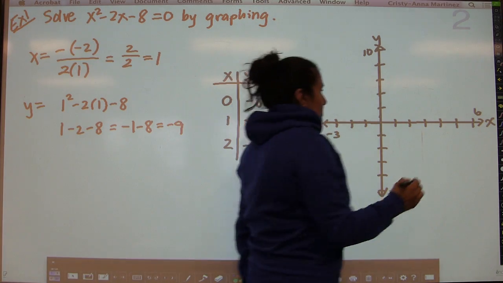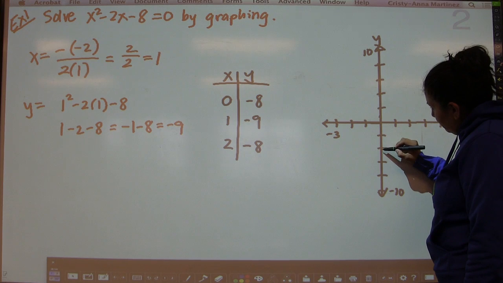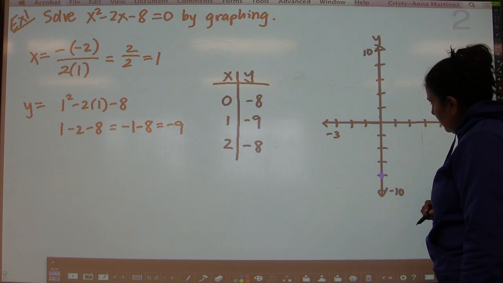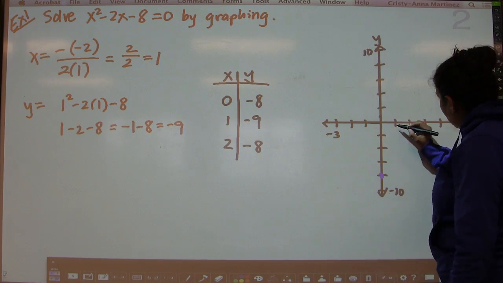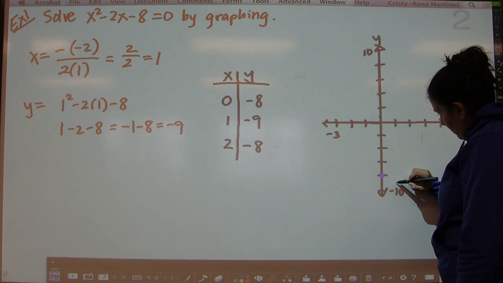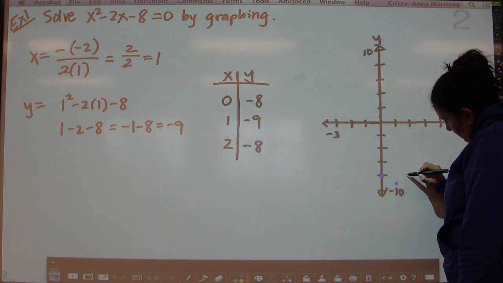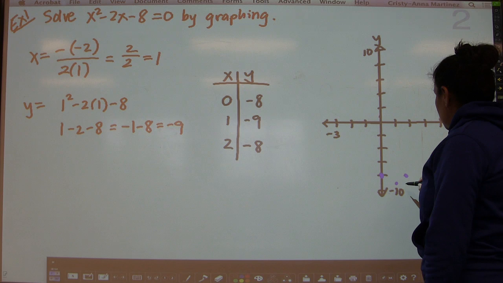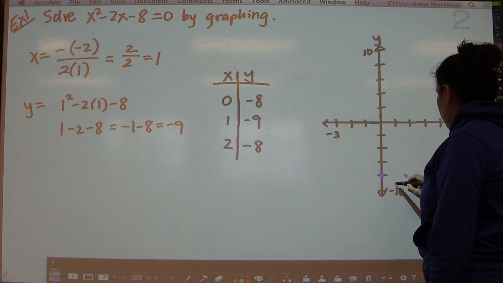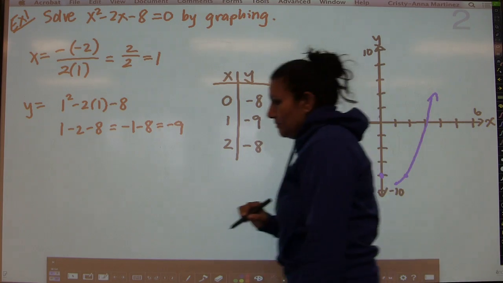So now I'm going to graph this. Going by twos: 0, 2, 4, 6, 8, so 0, negative 8 is right there. Then 1, negative 9, going by ones here, negative 9 will be right about there. And then 2, negative 8 is going to be right here because of symmetry. So you're going to get a graph that looks like this.